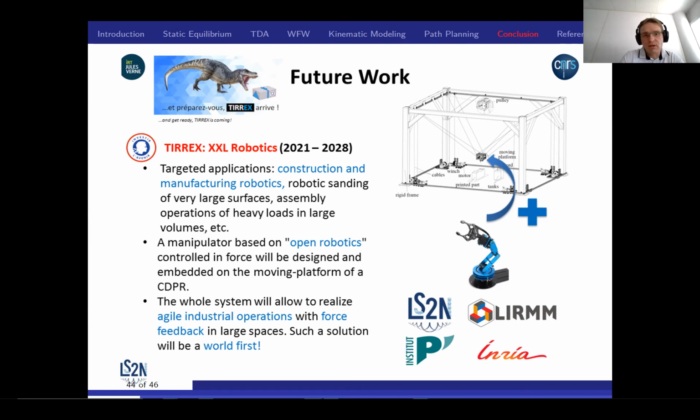And the targeted applications are mainly manufacturing and construction robotics.